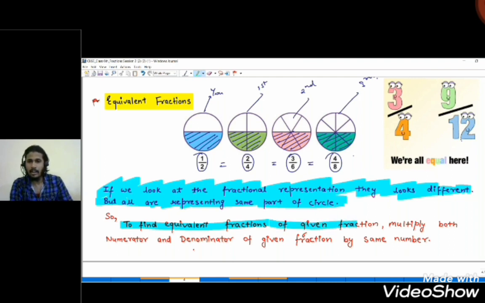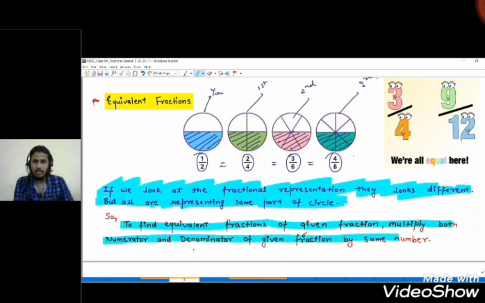If we multiply the numerator and denominator of the fraction by the same number. So here we can look very clearly. 1 upon 2 is the fraction. Now when we multiply the numerator by 2 and also the denominator by 2, what do we get? The numerator becomes 2 and the denominator becomes 4. So this is an equivalent fraction. Yes, students? Any doubt?